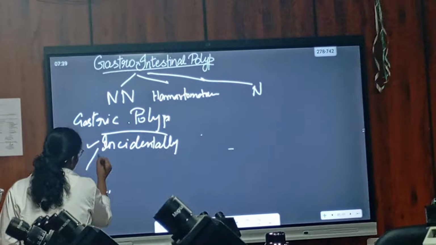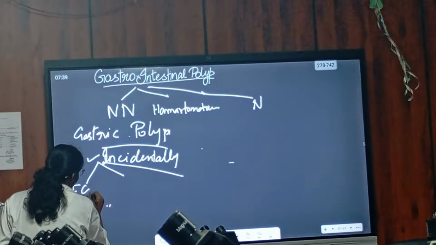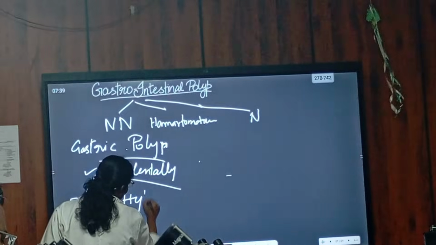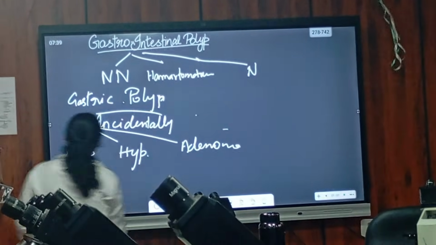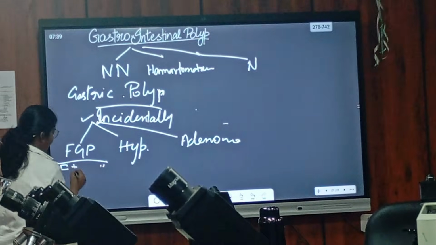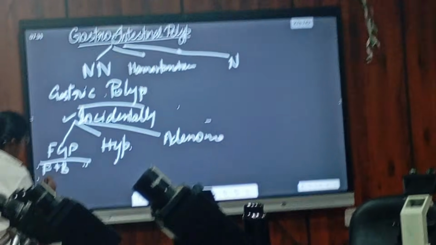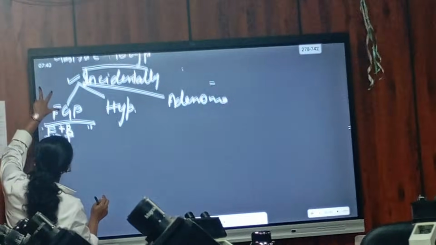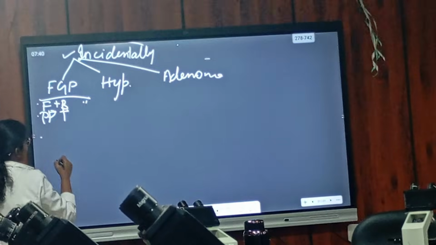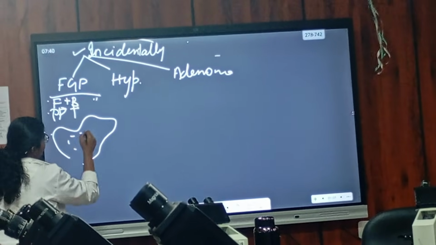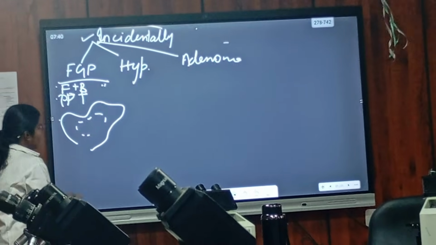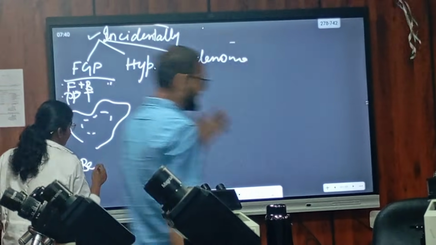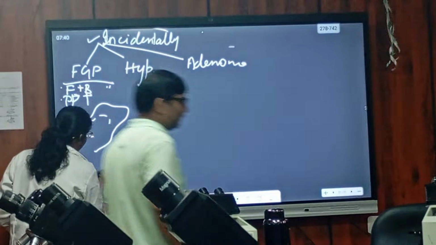It is divided into three types: fundic gland polyp, hyperplastic polyp, and adenoma. Fundic gland polyp is a benign polyp which is found in the fundus and body. It occurs due to overuse of proton pump inhibitors, and microscopically it shows cystically dilated glands with inflammatory material and fundic gland infiltration. It is usually benign, but sometimes if it is resistant to the PPI, it can display dysplasia.